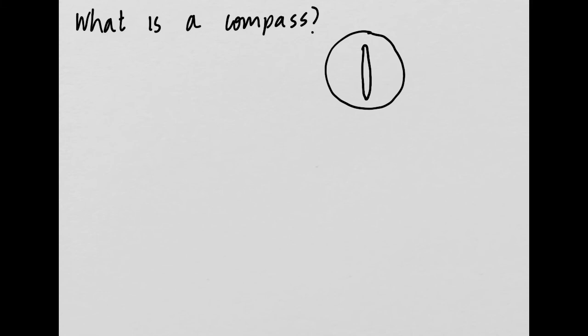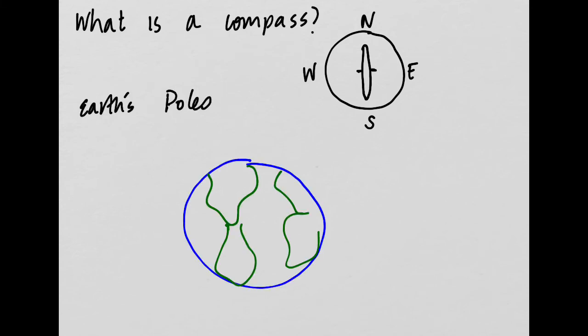All right, so in order to really understand how compasses work, we need to also look at the magnetic poles of the Earth. It's not just the magnetic poles we're going to talk about. We're going to talk about Earth's geographic poles versus Earth's magnetic poles. All right, so the geographic poles are north and south, like that.